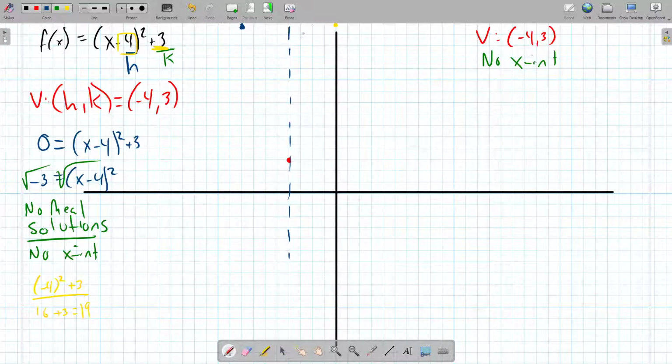Okay, so we leveraged the fact that parabolas are symmetrical, and we took 1 point, in this case the y-intercept, and we reflected it across the axis of symmetry to give us 3 points so that we can accurately sketch what this parabola looks like. So in this case, we can just connect these 3 points.